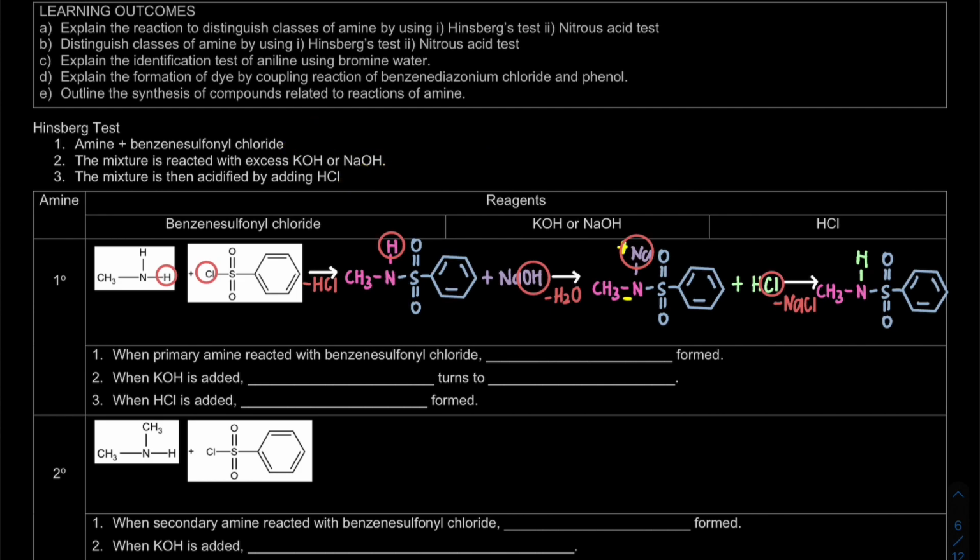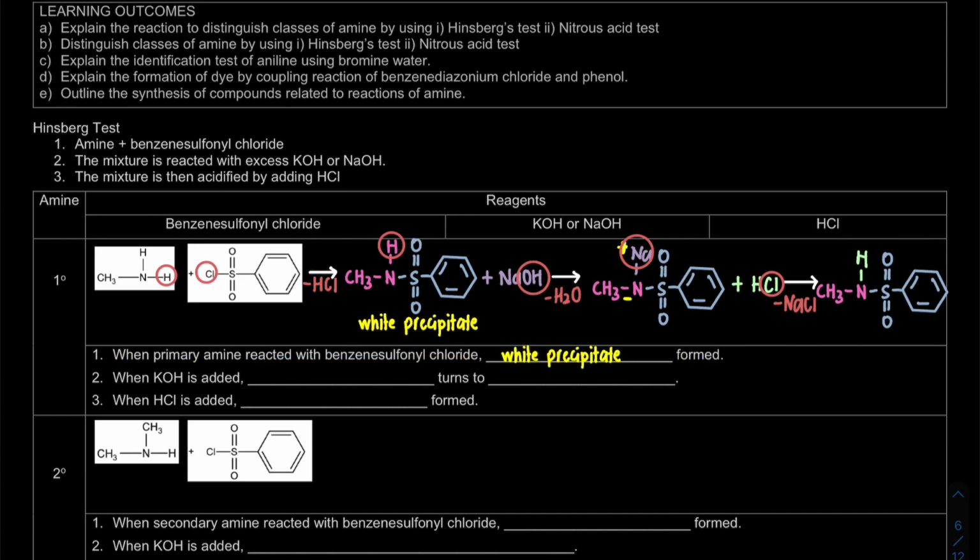Okay, so for the first one, kita reaction dengan benzene sulfonyl chloride. So we form this solution kan, this mixture where we have removed the HCl. Sebenarnya, this one is actually a white precipitate. So for the observation, okay, when primary amine reacted with benzene sulfonyl chloride, so kita kena beritahu lah, white precipitate form. So that's for the first one.